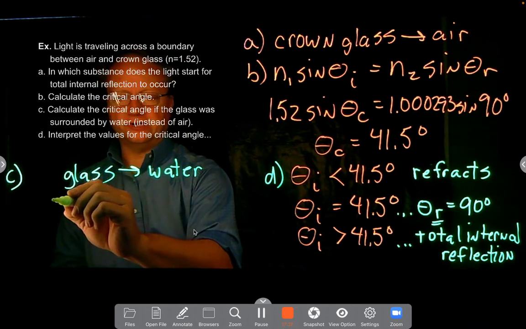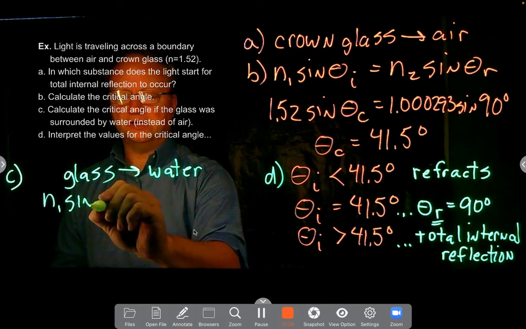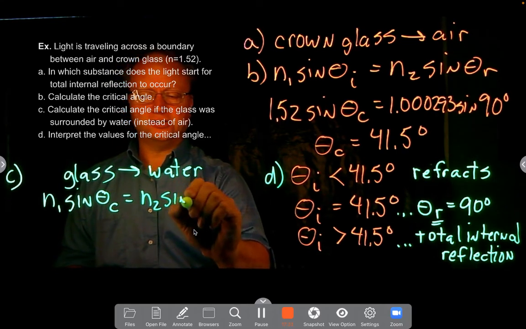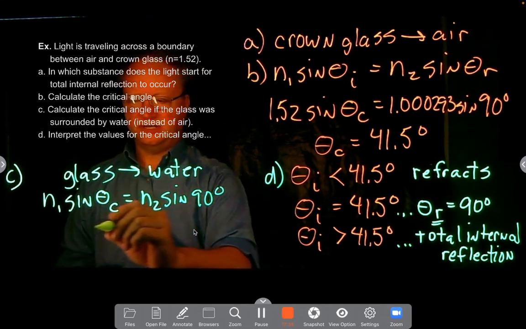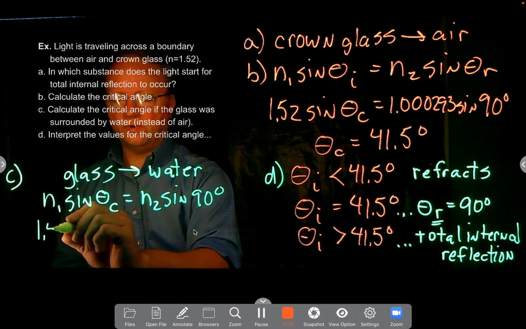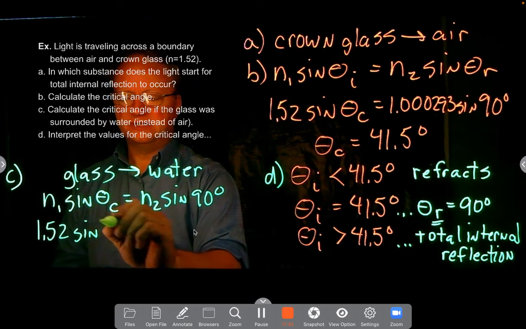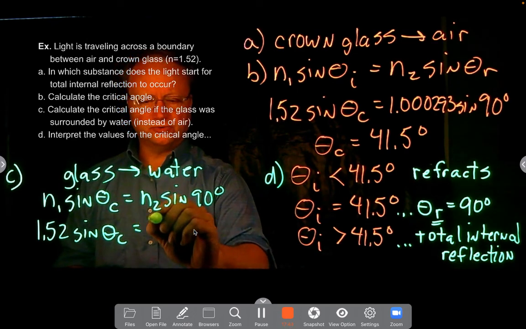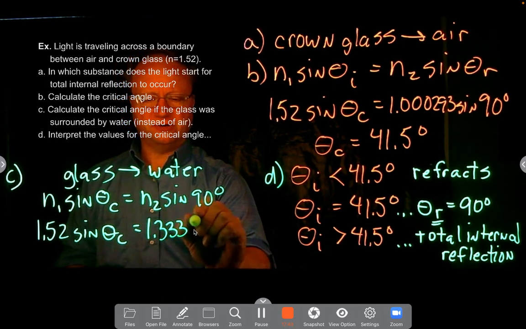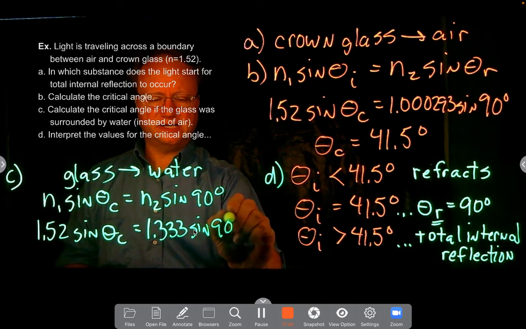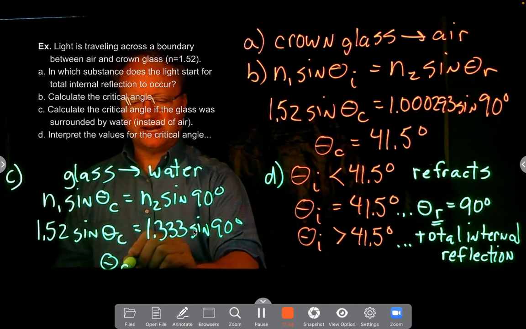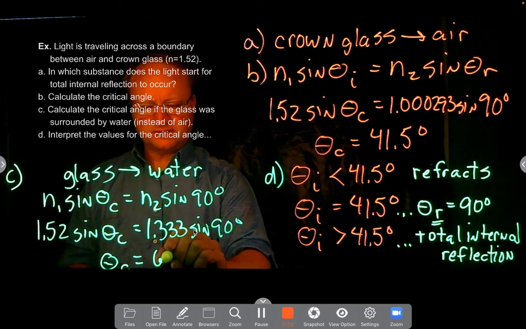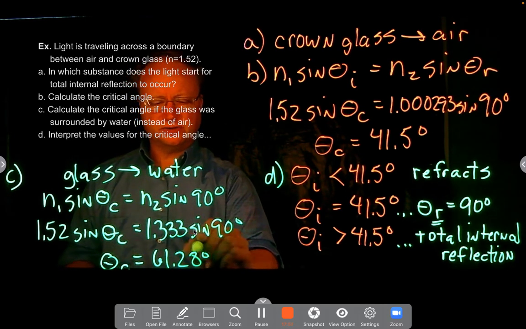So calculating the critical angle here, N1 sine theta C is equal to N2 sine 90 degrees. So this would be glass 1.52 sine theta C equals water 1.333 sine 90. If we do the algebra and solve for theta C, we're going to get a value of 61.28 degrees.